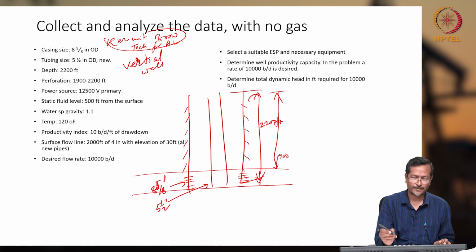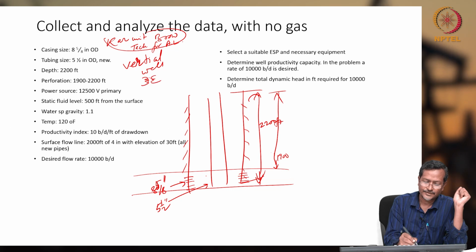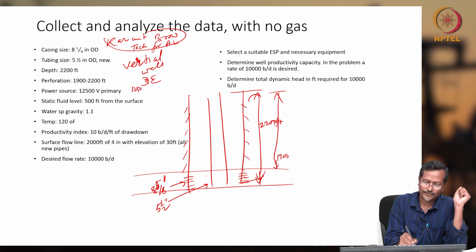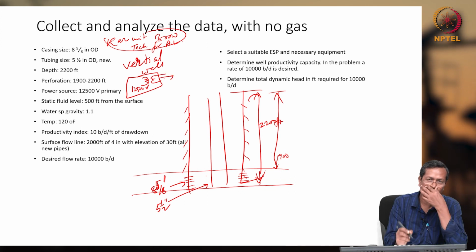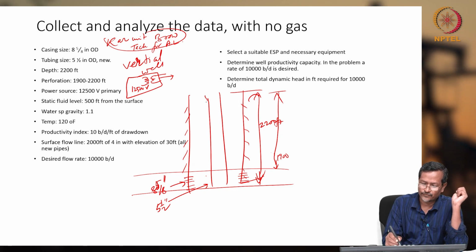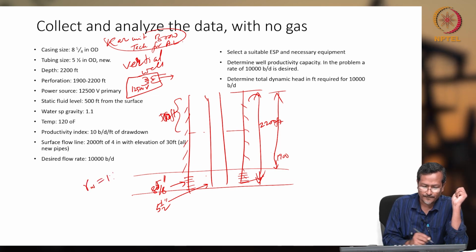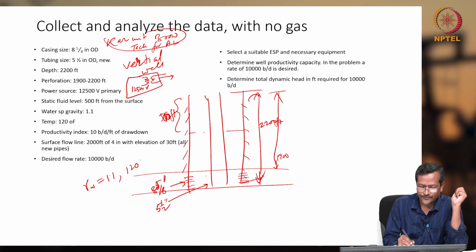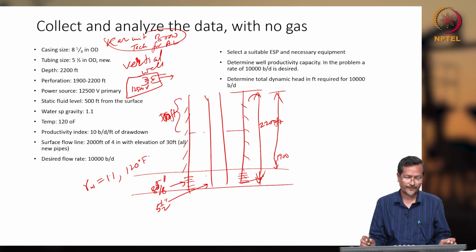Power source primary means the transformer is there, right? So transformer coils are there, right? The primary side is given as 12,500 volt. If this is primary, the secondary volt as per requirement you have to calculate, and you have to calculate the turns also. Static fluid level is 500 feet from the surface. Water specific gravity, gamma water, is given as 1.1, temperature 120 degree Fahrenheit. So wellbore temperature is 120 degree Fahrenheit, surface temperature is not given, so we assume the same temperature is maintained.